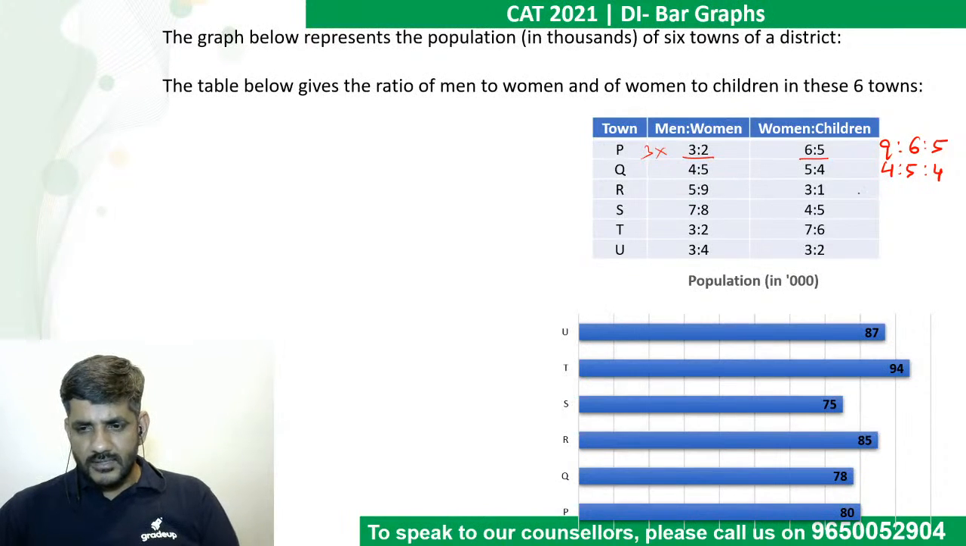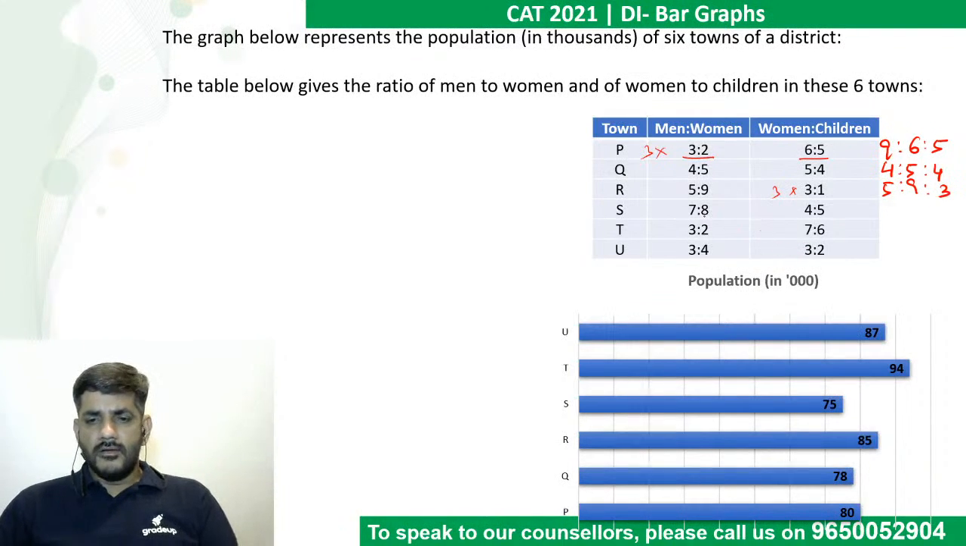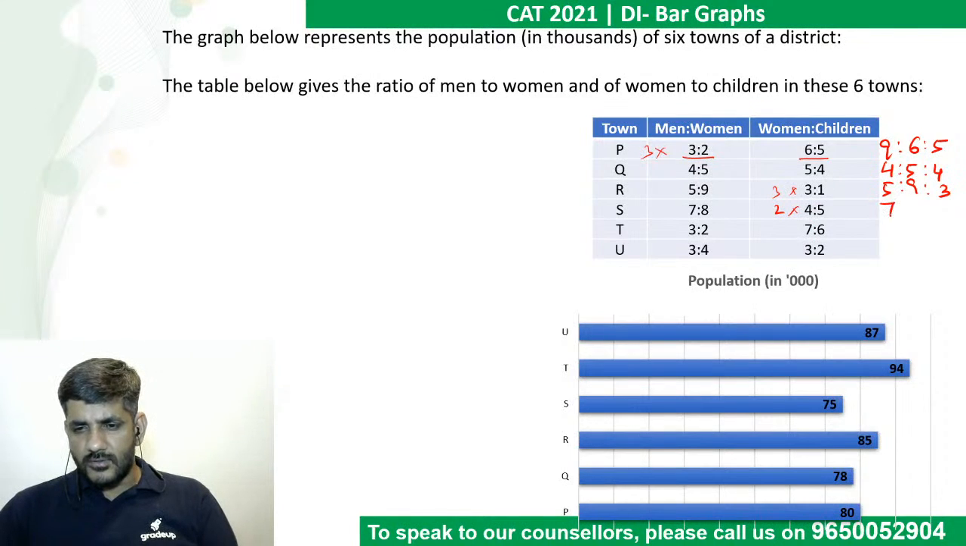फिर R पे आता हूँ. It is 5:9, 3:1. So we have to multiply this ratio by 3. This will give me 5:9:3. फोर्थ पे आते हैं. 7:8:4:5. तो इसको 2 से मल्टीप्लाई करता हूँ. 7:8:10. This time 3:2 and 7:6. So I'll have to multiply this by 7 and this by 2. So 21:14:12. And last में I have to multiply this ratio by 3 and this ratio by 2. This gives me 9:12:4. Right?